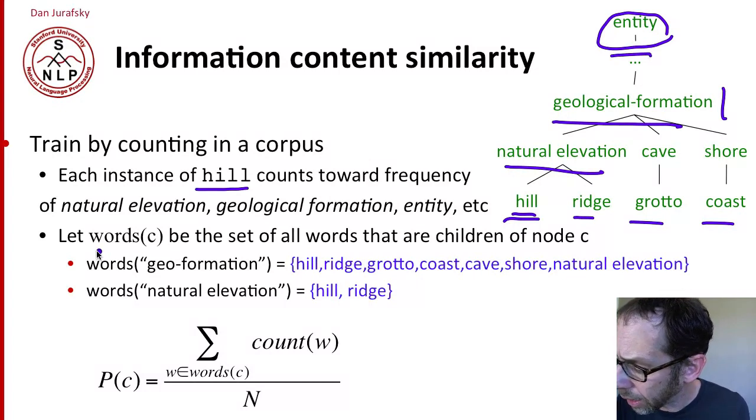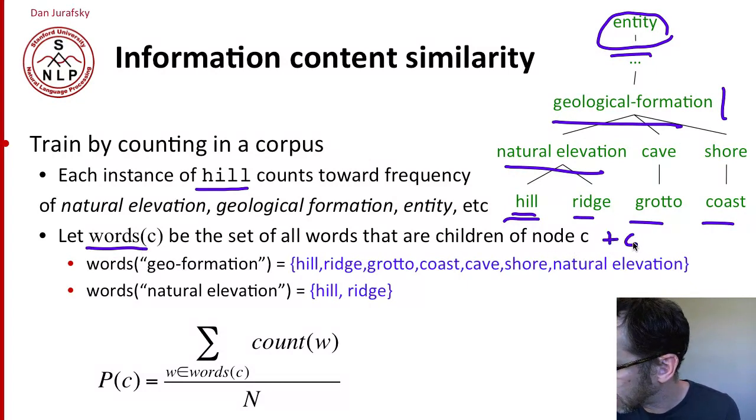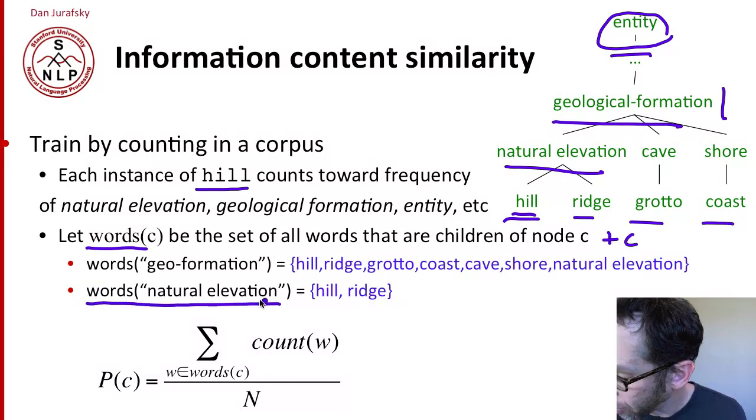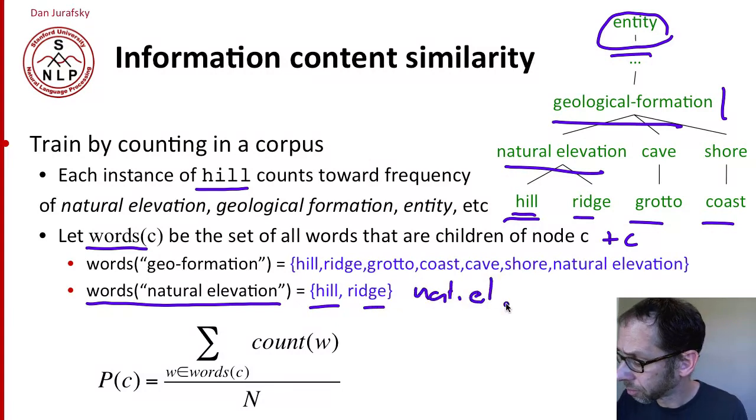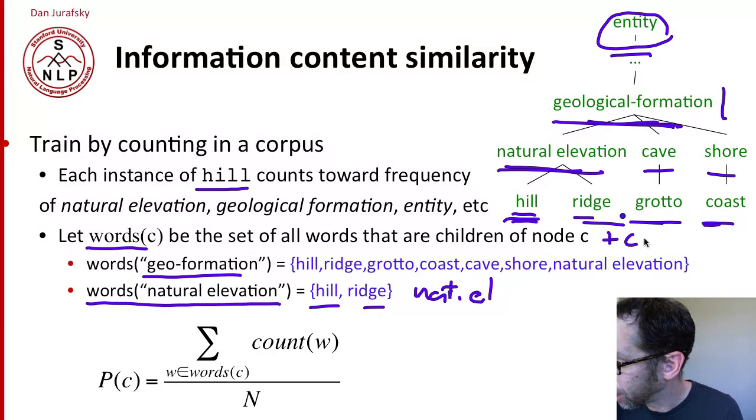So if we define the concept words of C as the set of all words that are children of node C, I should say plus C itself as well. So the words of natural elevation are hill, ridge, and natural elevation itself. The words of geological formation are hill, ridge, grotto, coast, shore, cave, natural elevation, and geological formation itself.